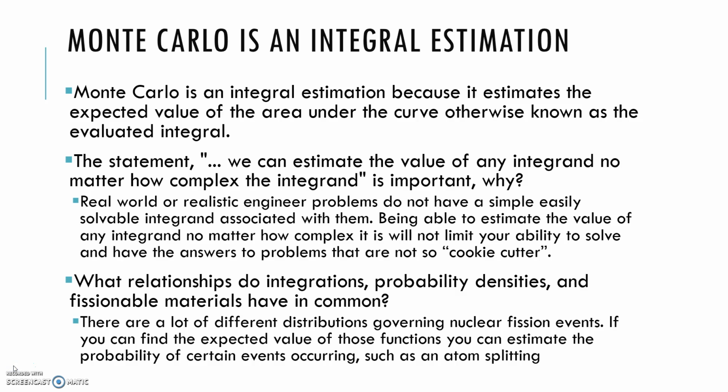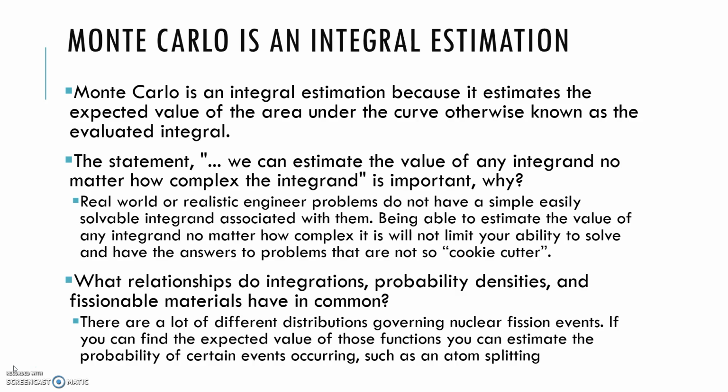Now we're going to talk about Monte Carlo, and you'll start to see how it's different from regular integration. Monte Carlo is an integral estimation because it estimates the expected value of the area under the curve, whereas normal integration is not an estimate. Monte Carlo is an estimate, but it's a good estimate. It's always close to the actual answer.